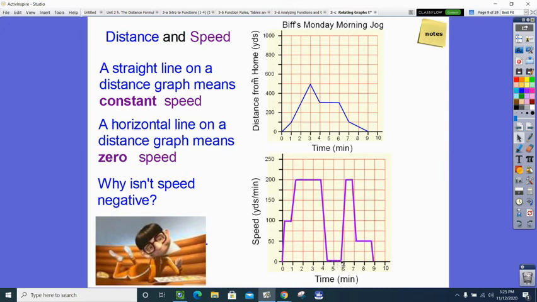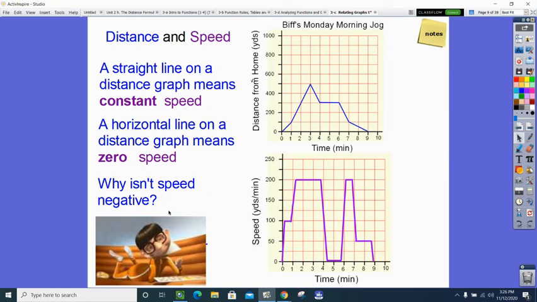His speed is 0. Now he's still heading towards home, but notice he covers from 300 to 100, 200 yards in 1 minute. Once again, 200 yards per minute is his speed for that little piece. And then the last 2 minutes, he's only covering 100 yards. 100 divided by 2, that's why he's going 50 yards per minute, and then he comes to a stop. So whether he is going away from home or towards home, his speed doesn't become negative.